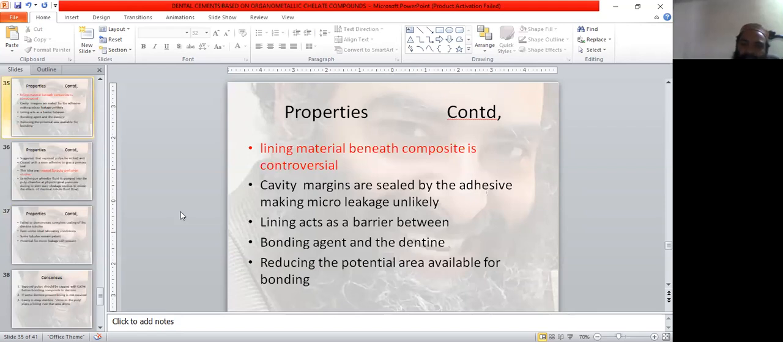Lining material beneath composite is controversial. Cavity margins are sealed by the adhesive, making microleakage unlikely. So the lining acts as a barrier between the bonding agent and the dentine, reducing the potential area available for bonding. Which thing is reducing the potential area available for bonding? Calcium hydroxide.